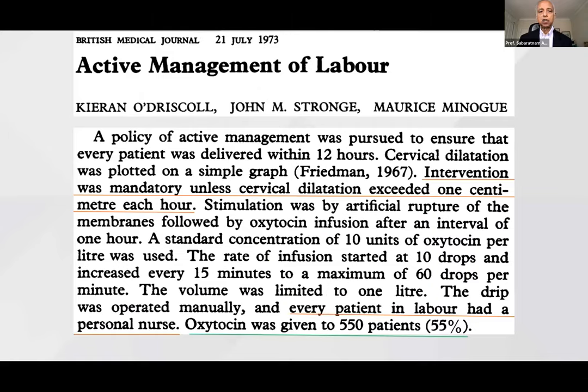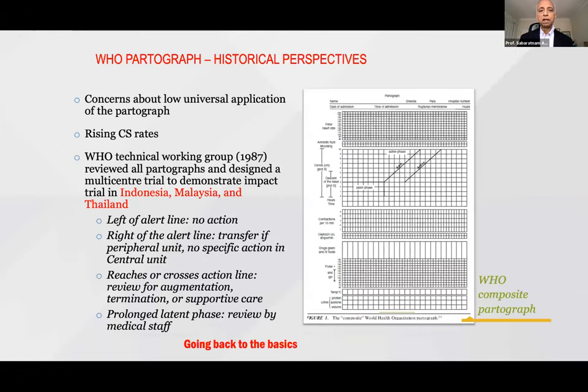Kieran O'Driscoll from Ireland took the same cue, the same paper from Friedman, and he decided if they deviate right of 1 centimeter per hour, then they should be augmented. As a result, 550 patients, so 55% of their patients, got oxytocin, but they had one-to-one care. They had oxytocin infusion drips. They had proper fetal monitoring. So they managed to get better results, although they put oxytocin on a large number of women.